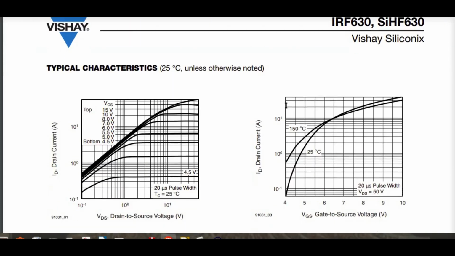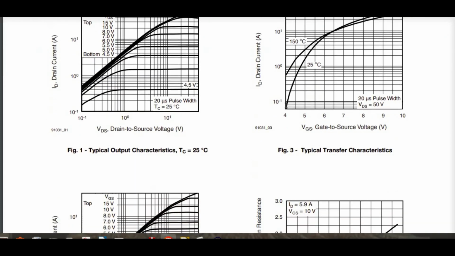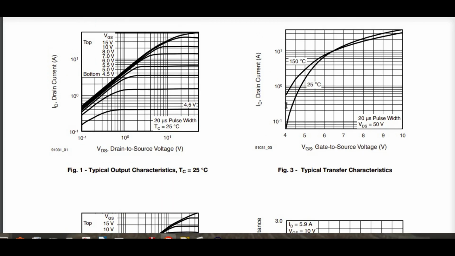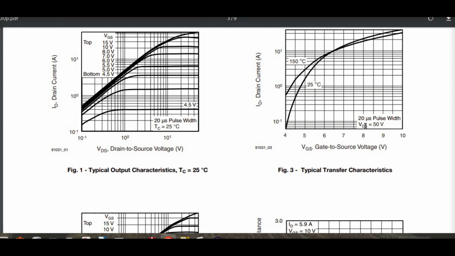Now let us see some of the important graphs. This is gate to source voltage versus drain current. A 20 microsecond pulse width is given at VDS of 50 volts when the junction is at 150 degree centigrade. Okay, this is the 25 degree rating and this is the 150 degree centigrade rating.